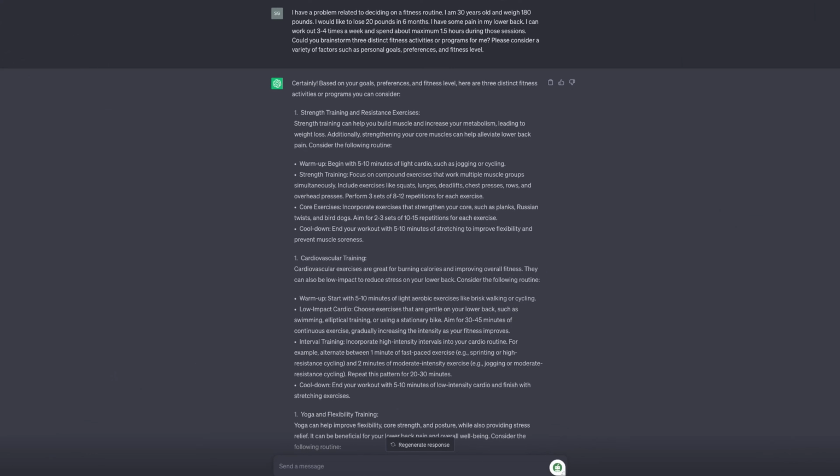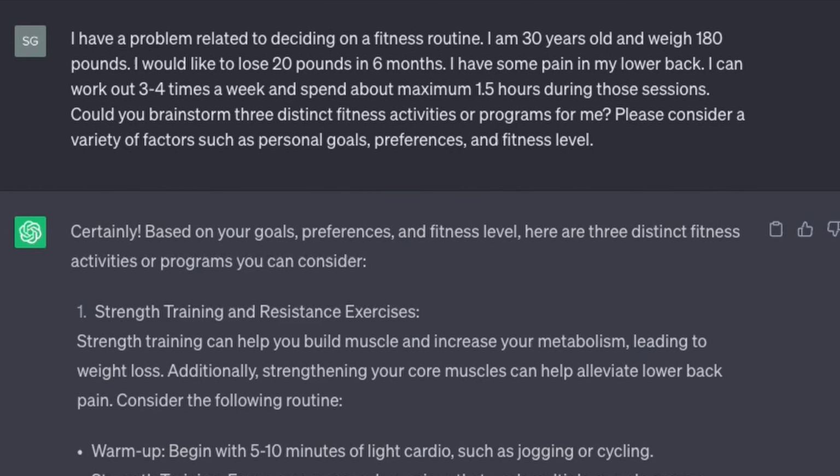This is how this would look. Step 1, brainstorming. You tell ChatGPT about the problem, give it a few details about yourself. Here I've written that I'm 30 years old and weigh about 180 pounds and that I would like to lose 20 pounds in the next 6 months.